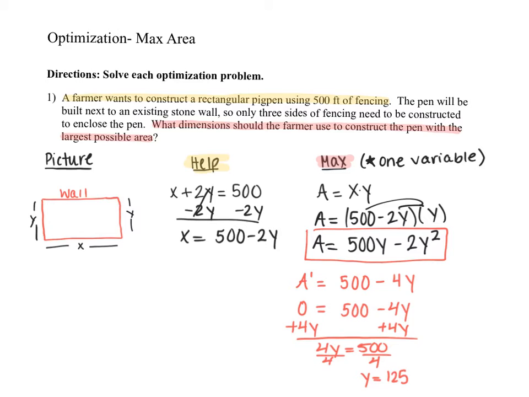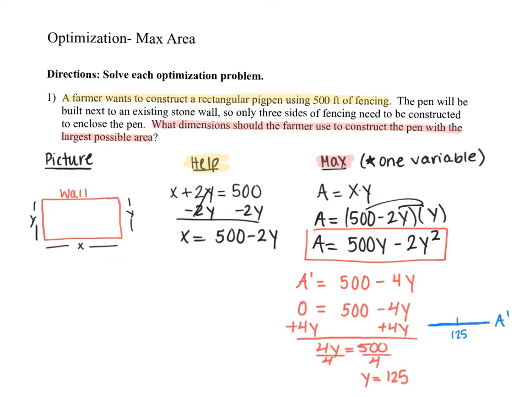So the question is really, how do I know that this is a maximum value or a minimum value? Well, because we only got one value, we can assume that it's the maximum, but I'd like to just test it out anyway by doing a number line with my A prime, my first derivative. So I'm going to put the y value of 125 here, and I'm going to test a value that is smaller and a value that is bigger.